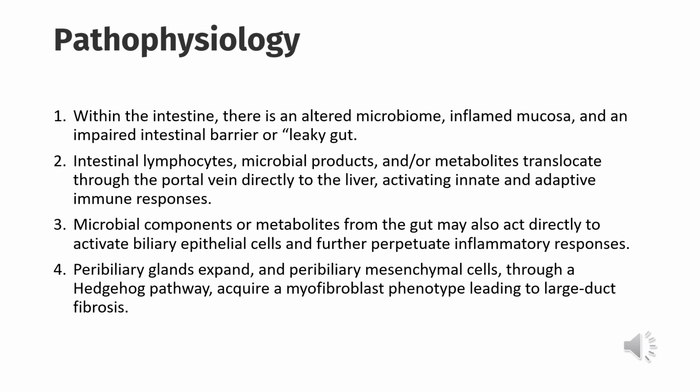And then those microbial components or the metabolites from the gut will directly activate the biliary epithelial cells, causing inflammatory responses. And then the peribiliary glands will start expansion, and in addition to the peribiliary mesenchymal cells, through a hedgehog pathway, acquiring a myofibroblast phenotype. So this myofibroblast activity will cause large duct fibrosis. So this is the main mechanism.